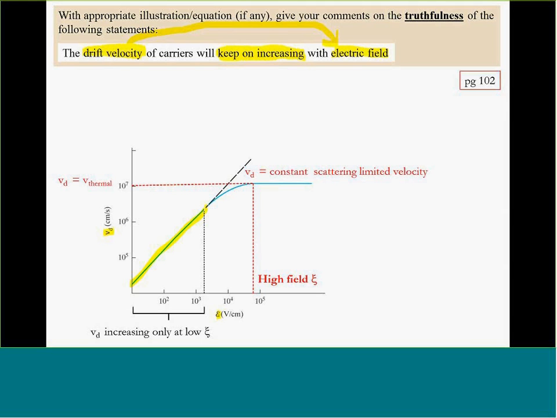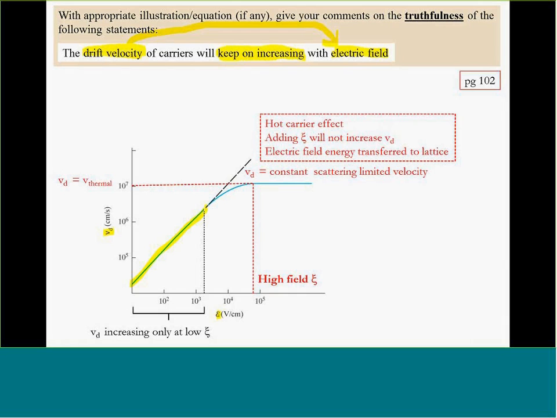Isn't it? Because at high E field there is something called the hot carrier effect, where the E field will not increase the drift velocity, but it will be transferred to the lattice. So it will transfer to the lattice, then scattering will occur, which will limit the velocity, where the velocity will stay constant, especially for silicon and germanium kind of semiconductor.